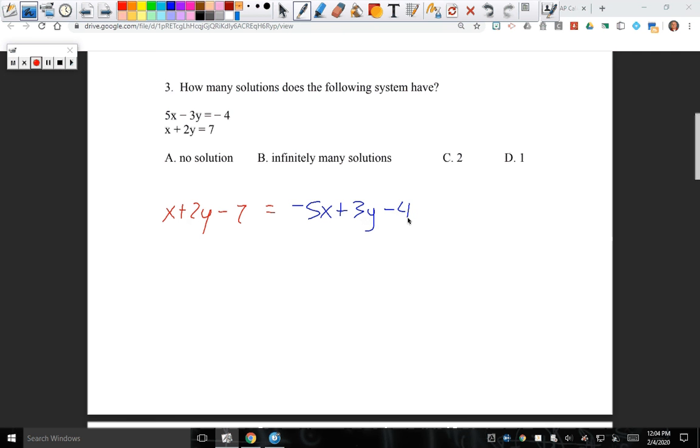So I see what you're saying. But what did you subtract from right now? What was the number that you chose? I just moved the 5x to the other side, and then the y to the other, and then the negative. Can you come up here real quick?